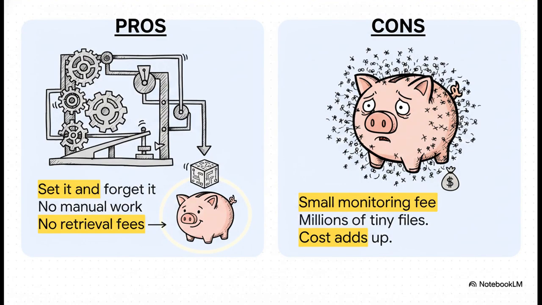Well, the trade-off's pretty simple. The huge pro is that it's completely automated, and this is a big one, there are no nasty retrieval fees like you'll see in other tiers. The con? There's a tiny monitoring fee per object. So if you have like billions of teeny tiny files, maybe it's not the best fit. But for most people, it's an amazing set it and forget it option.